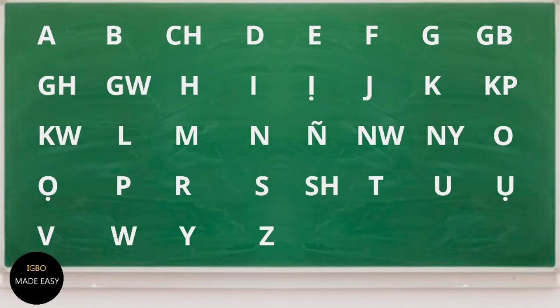So now we dive right into the study. As I take the Igbo alphabet from A to Z, it goes this way. A, B, CH, D, E, F, G, GB, GH, GW, H, I, Ị, J, K, KP, KW, L, M, N, Ṅ, NW, NY, O, Ọ, P, R, S, SH, T, U, Ụ, V, W, Y, and Z. So now we go into the class proper for the breakdown of these letters of the Igbo alphabet.